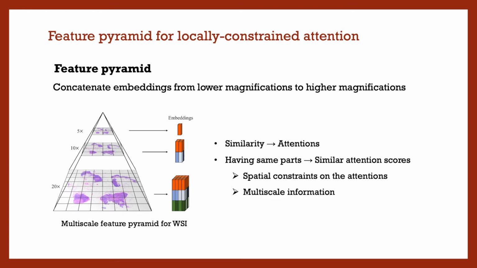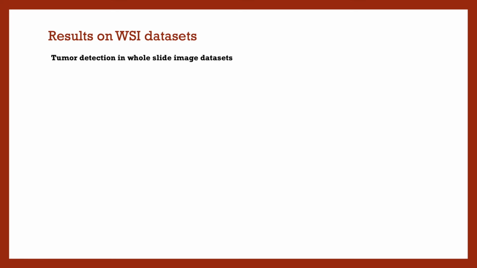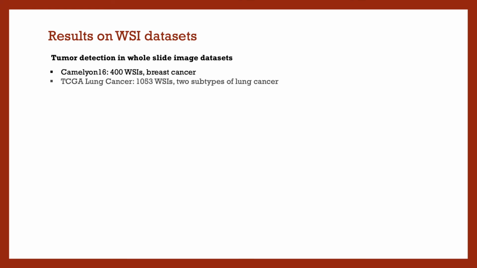This mechanism thus applies a spatial constraint on the attention scores, which are computed based on similarity measurements and also incorporate information from multiple scales. We first evaluate our method on two whole slide image datasets that are publicly available, namely Camelyon-16 and TCGA lung cancer datasets. The Camelyon-16 dataset consists of 400 whole slide images and was built for breast cancer detection. The TCGA lung cancer dataset contains 1,053 slides with two subtypes of lung cancer.